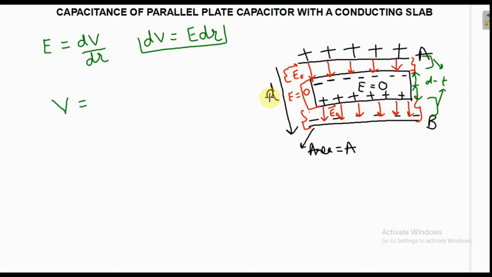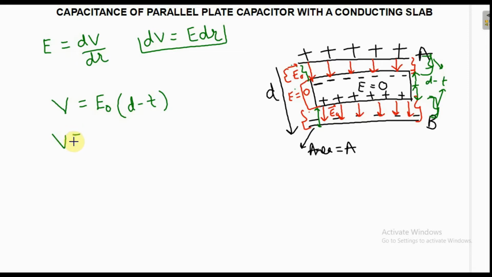Basically we are finding the potential difference to find the capacitance. So potential difference we can write for the region. Electric field is present in this region and this region where the red arrows are there. The field value in the red arrows is E naught. And the thickness of this region is D minus T. Thickness of this and this portion is D minus T. So the length of the red arrow is D minus T.